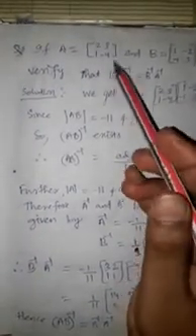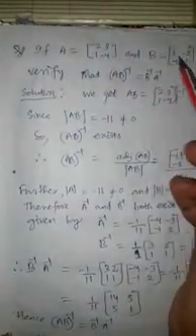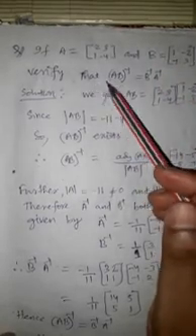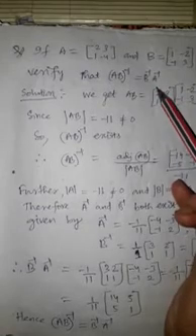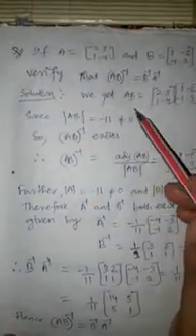If A is equal to [2, 3; 1, -4] and B is equal to [1, -2; -1, 3], then verify that (AB) inverse is equal to B inverse A inverse. Solution. If we get AB, that means A into B, that is equal to [-1, 5; 5, -14].